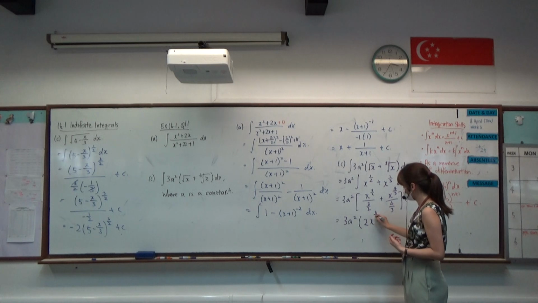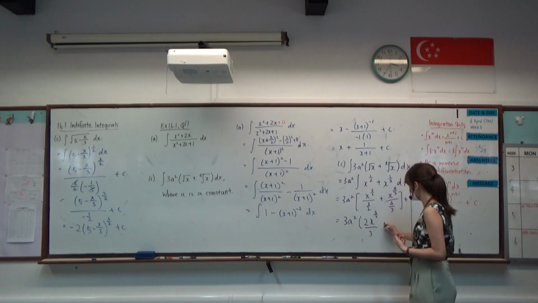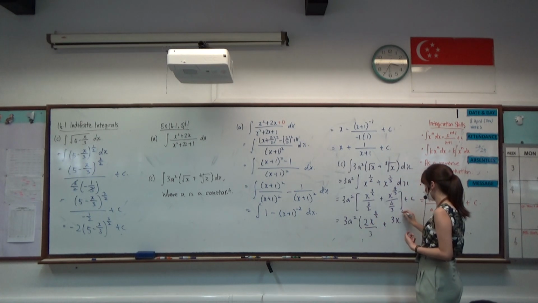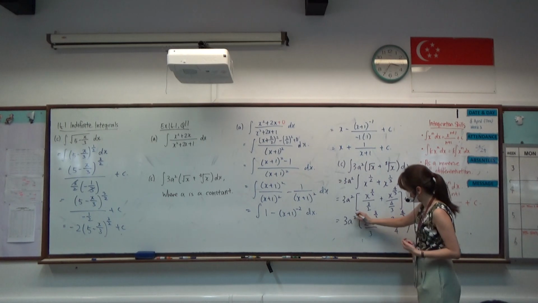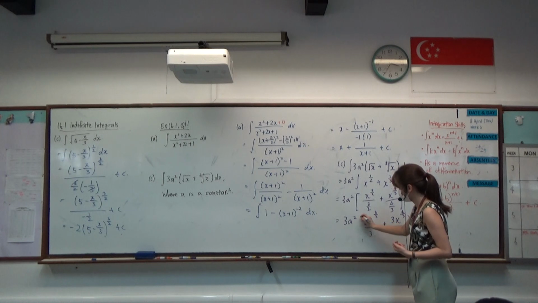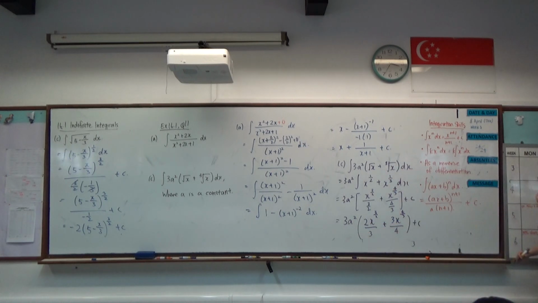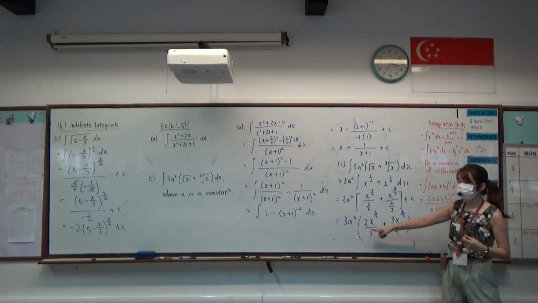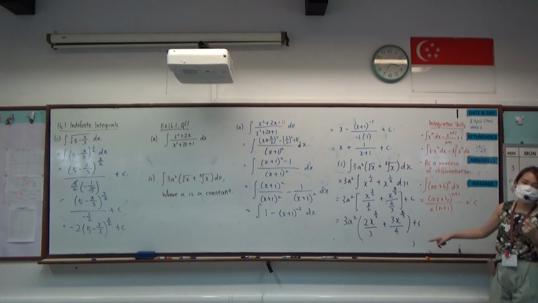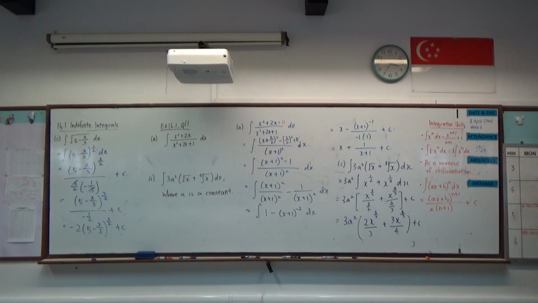So x to the power 3/2 over 3/2 plus 3x to the power 4/3 over 4, plus C. You can consider simplifying this further if you want to expand it, or leave it in this manner is perfectly fine as well.